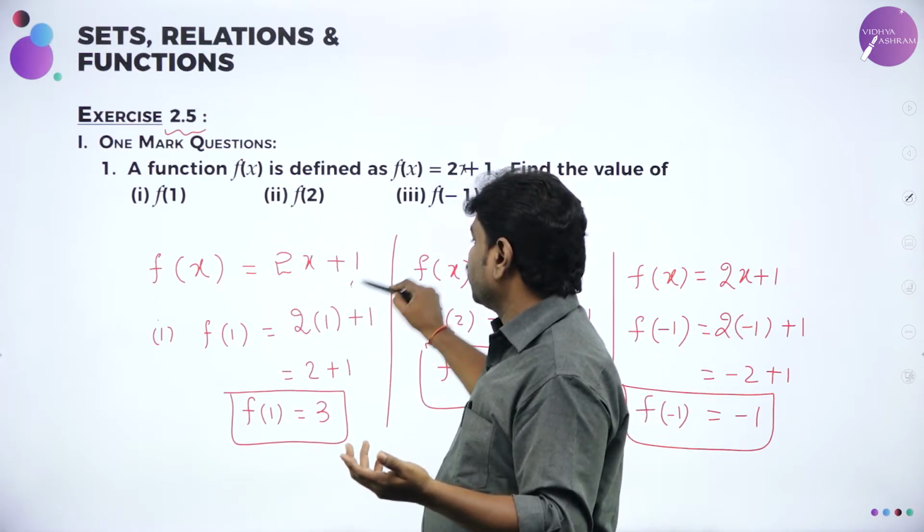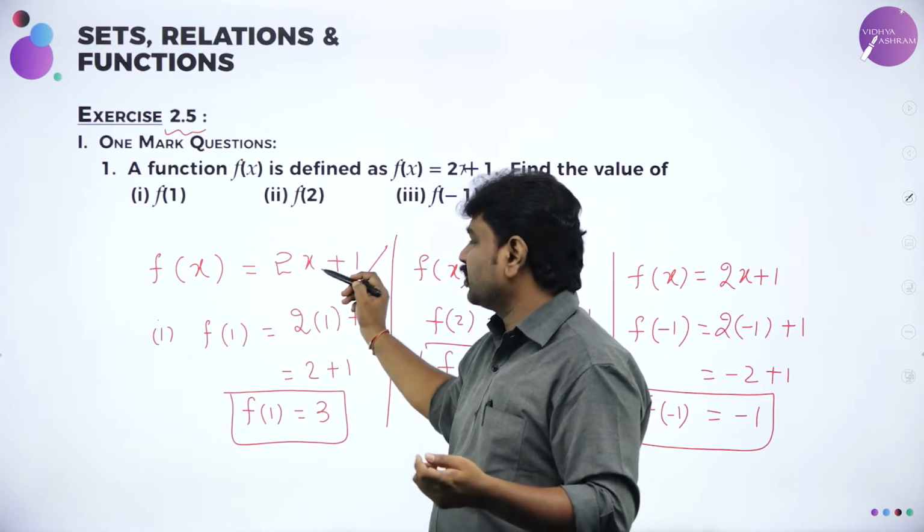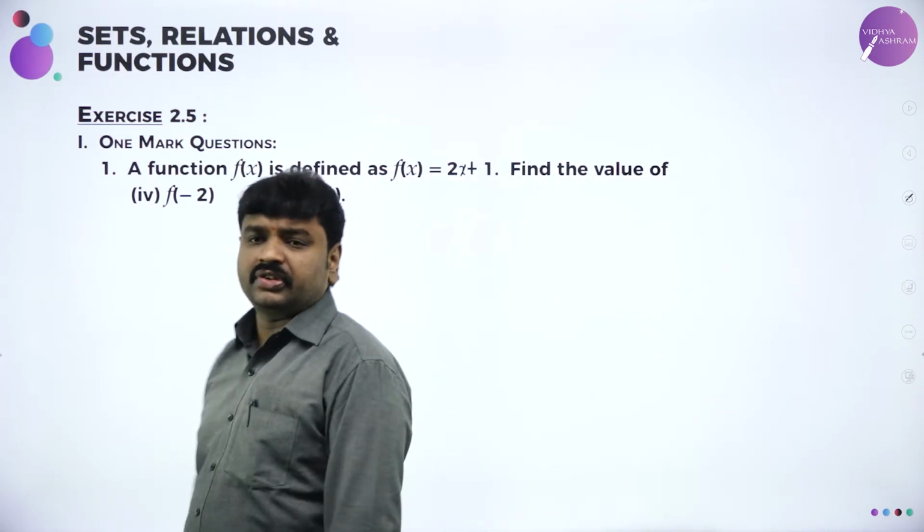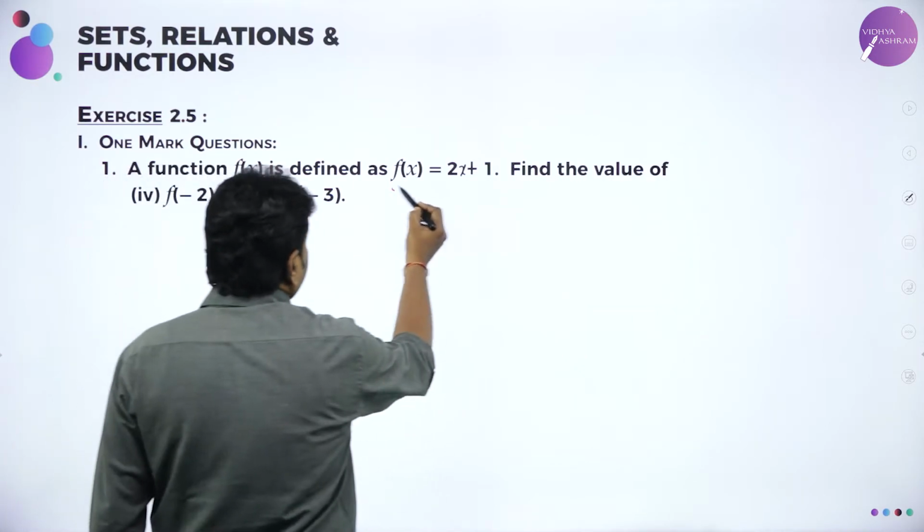f of x they gave, what is given? 2x plus 1. f of 1 means in the place of x put 1. f of 2 means in the place of x put 2. Again they gave f of x. What is f of x given? 2x plus 1. Same problem.